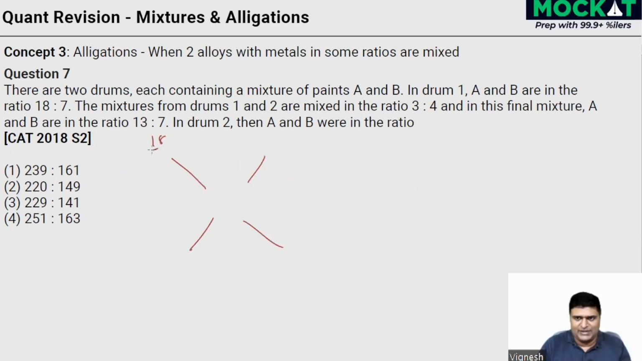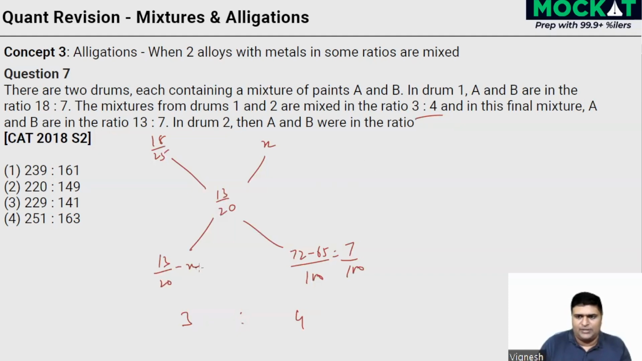So in the first case, it's 18 by 25. Here, let's take it as x. And here, what we are getting is 13 by 20. So when I subtract these two, I'm getting an LCM of 100. And 18 times 4 is 72 minus 65, and that's coming to 7 by 100, right? And here, what I'm going to get is 13 by 20 minus x, right? This is in the ratio of 3:4 as has been given.